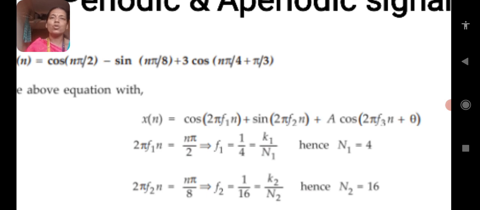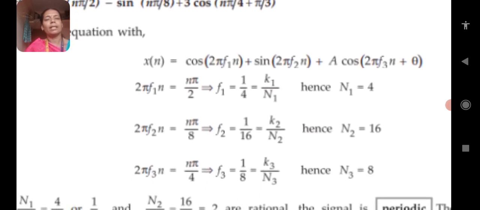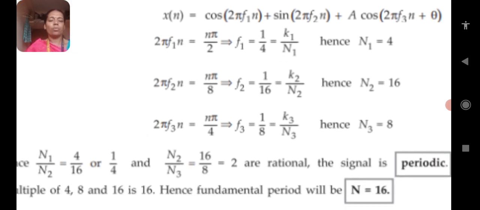So next is 2 pi f2n, which is equal to n pi by 8. Again f2 is equal to, cancel the pi and n, it will be 1 by 8 into 2. Therefore, f2 is equal to 1 by 16, which is equal to k2 by n2. Here n2 is equal to 16. Similarly, 2 pi f3n is equal to n pi by 4, and again here f3 is equal to 1 by 8 and n3 is equal to 8. So these are the 3 fundamental time periods, n1, n2 and n3 in the discrete signal.